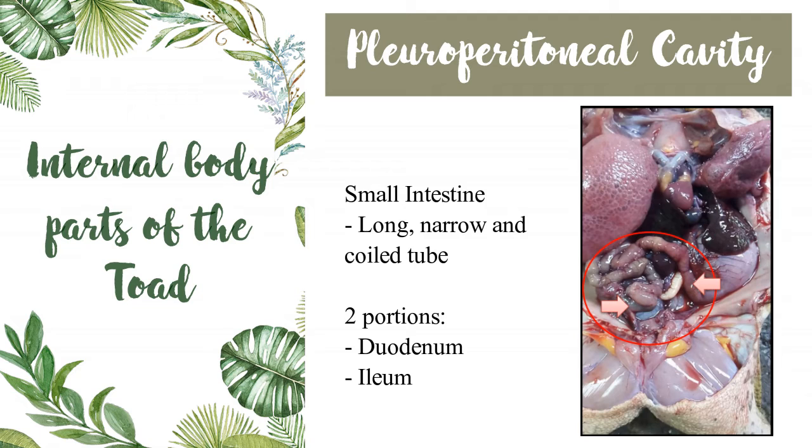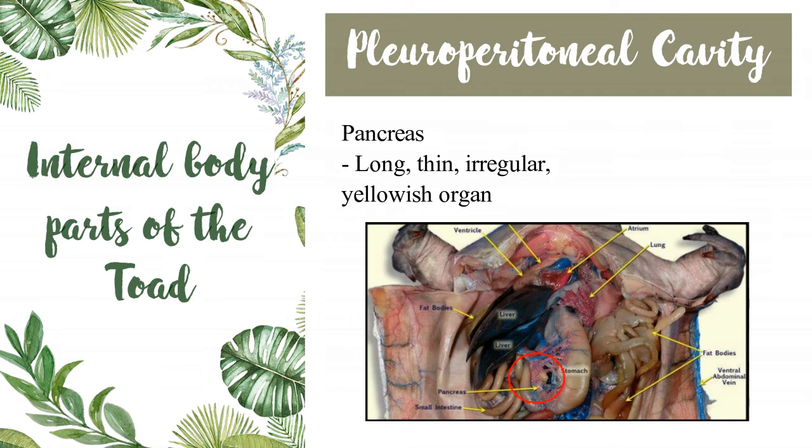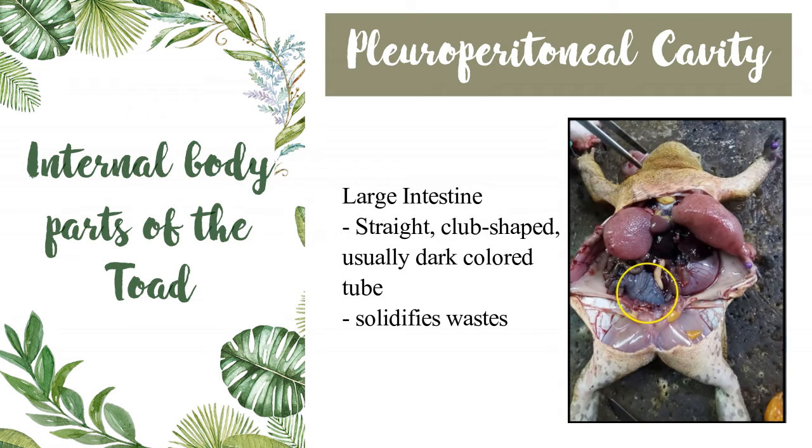The small intestines are long, narrow, coiled tubes that function also for digestion and absorption of nutrients in the body. The small intestine has two portions. The duodenum is the anterior portion, while the ileum is the posterior coiled portion. The pancreas is the long, thin, irregular yellowish organ that produces digestive enzymes needed to break down the food in the small intestines. The large intestine is a straight, club-shaped, usually dark-colored tube that continues with the ileum of the small intestine. Its anterior portion is the rectum, and the posterior narrow portion is the cloaca.